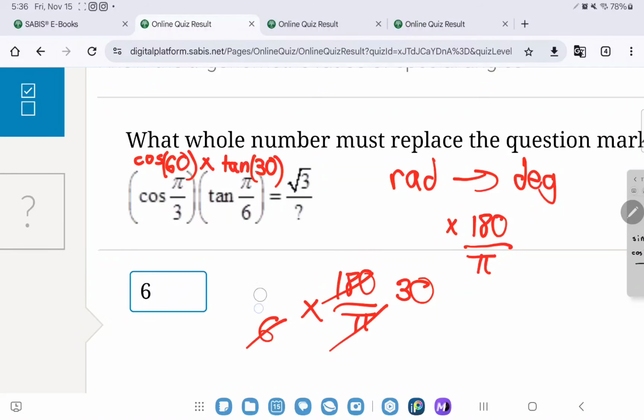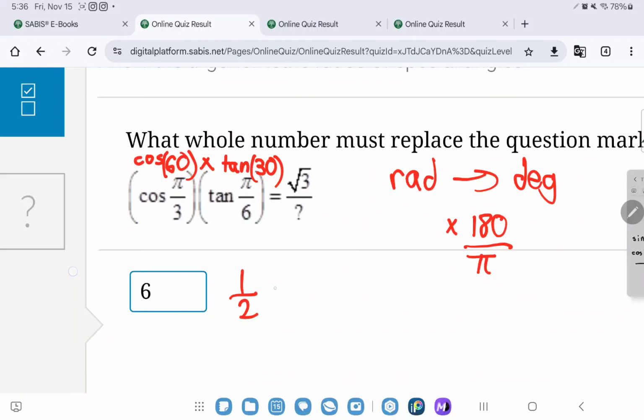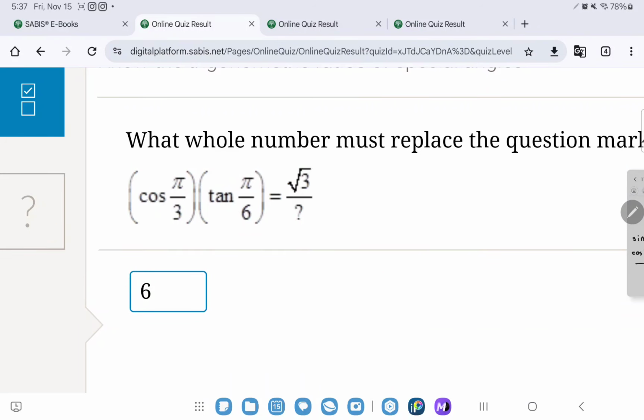Personally, I wouldn't put them in my calculator as one big bunch because the calculator gives it to you in decimal. We know that cosine 60 is 1/2 when you put it in your calculator, times tan of 30 is radical 3/3. So multiply them: 1 times radical 3 is radical 3, 2 times 3 is 6. They gave you the radical 3, they want the denominator, which is 6. Now, let's move on.